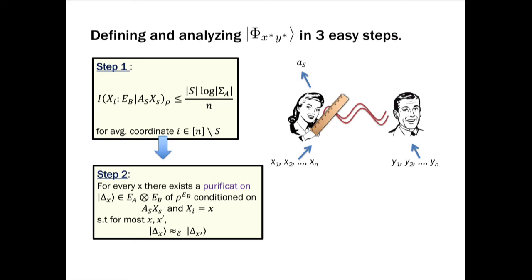So the next step is to say, from this fact, we can conclude that for every x, we can define a purification of Bob's part of the entanglement. So look at Bob's state. It's some mixed state, rho EB. And we can define this purification delta sub x such that, conditioned on Alice's answer and her ith question being some little x, these purifications are going to be roughly the same for most x and x prime. This is really just a restatement of the fact that Bob's state really doesn't depend too much on x sub i.